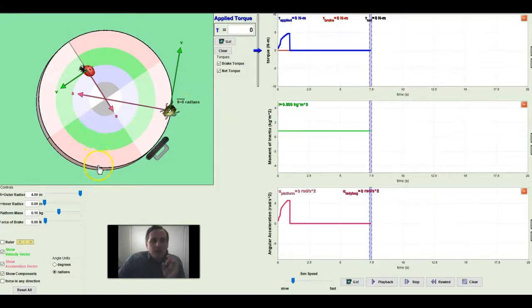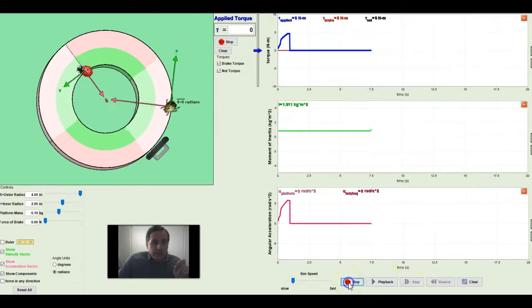But now let's change the moment of inertia of the platform. Let's make it so that there's less mass in the center, so that it has a greater rotational inertia with the same mass, but at a larger radius. So we'll decrease the inner radius, and we'll go up to about the level of the ladybug, so about 2 meters or so. And let's now see what happens if we proceed.